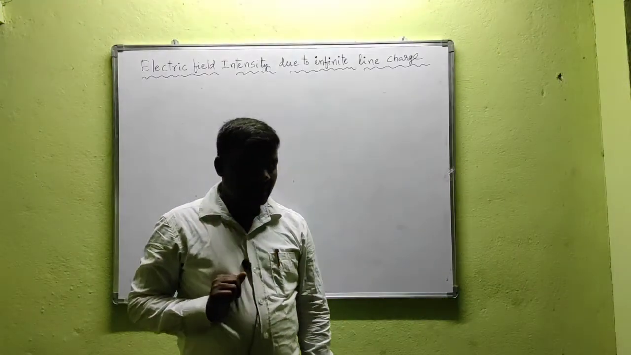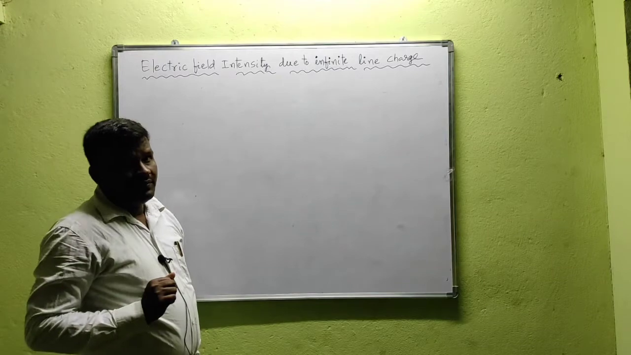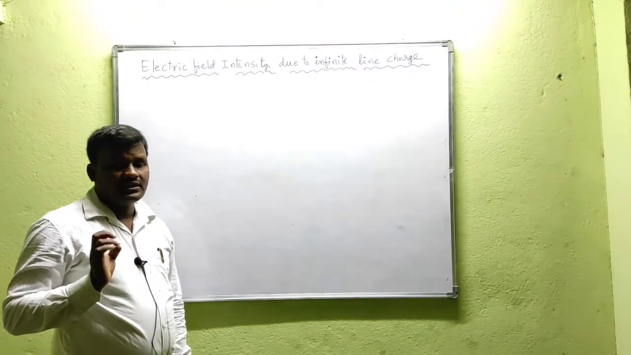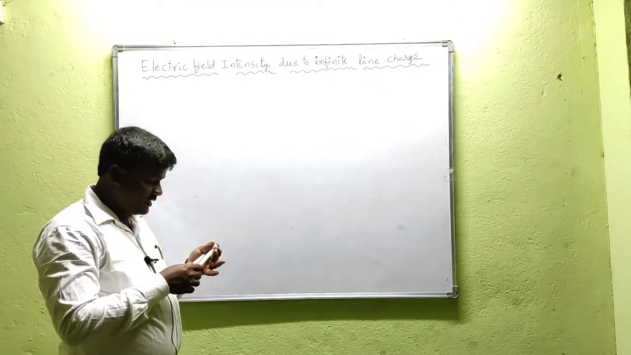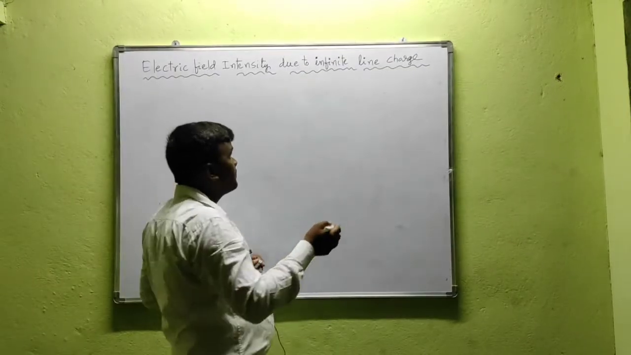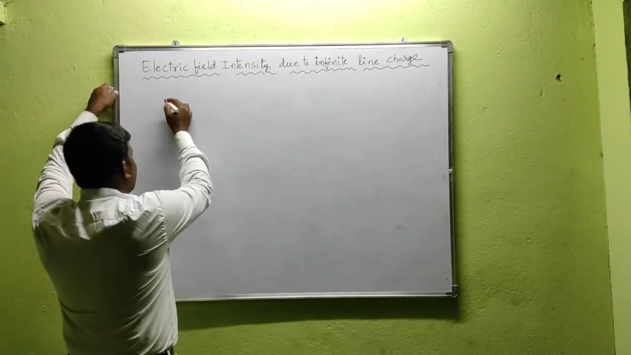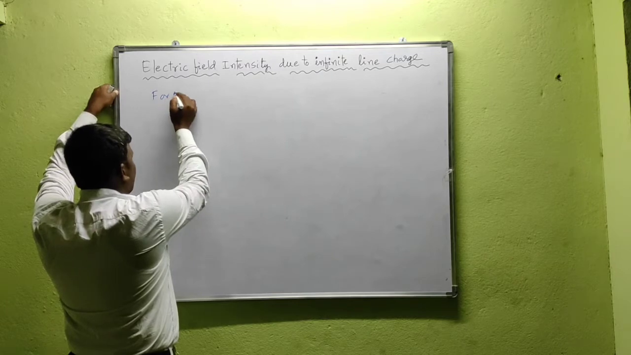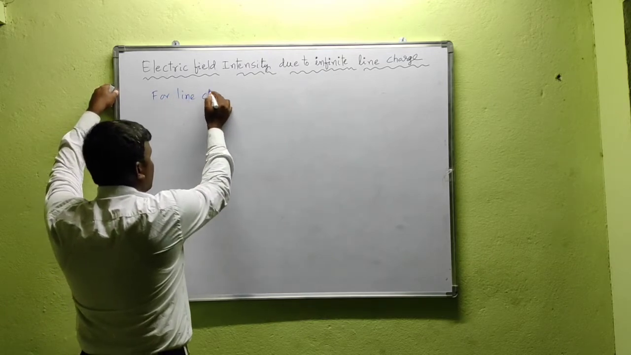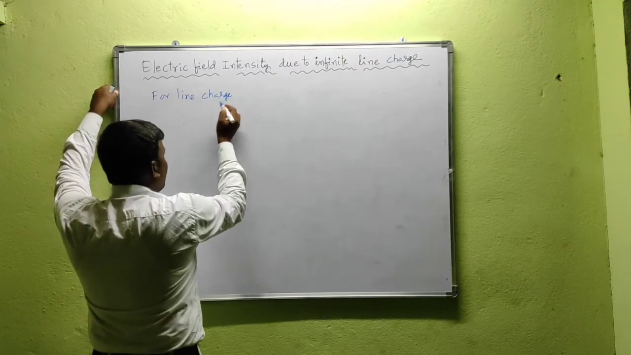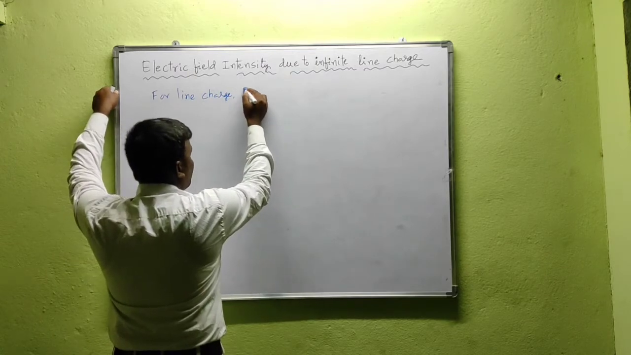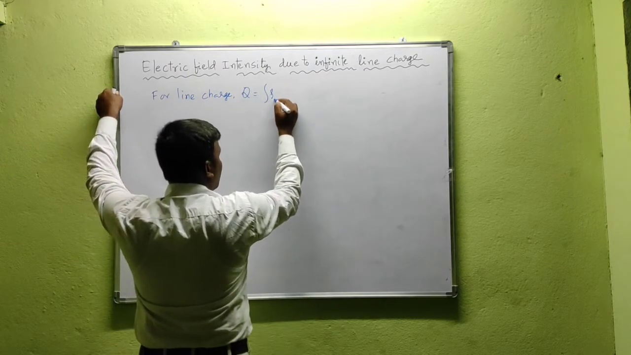Okay. We have different types of charges: point charge, line charge, surface charge and volume charge. In case of the line charge, charge Q is equal to the integral of rho L dL.